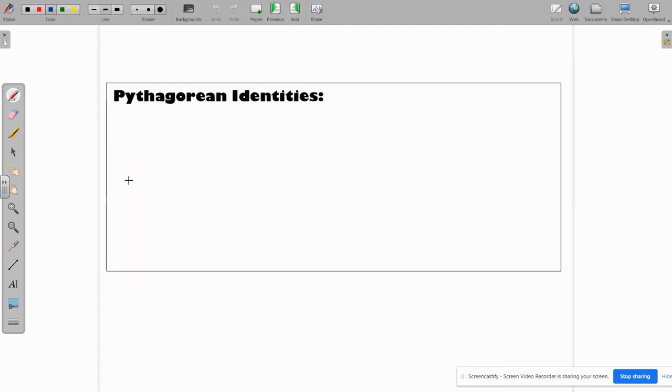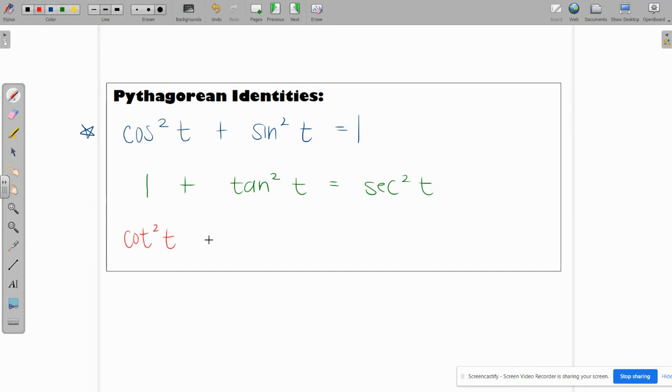On your paper, I have a box there for you to write all of them. Again, as long as you remember that the first one is cosine squared of your angle plus sine squared of your angle equals 1, if you memorize this one in your head, you can derive the others. So if I were to divide everything by cosine squared, we would have 1 plus tangent squared equals secant squared. And if I divided everything by sine squared here, we would have cotangent squared of our angle plus 1 equals cosecant squared. So these are our 3 Pythagorean identities.